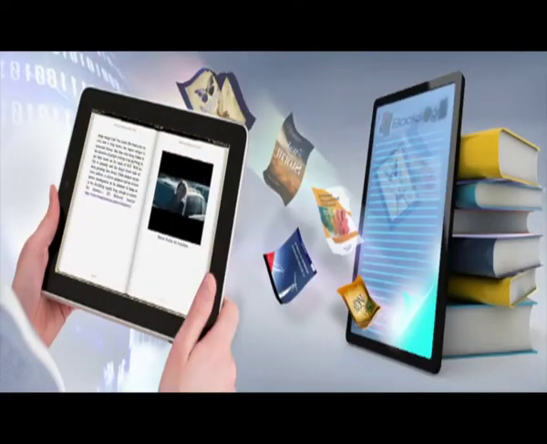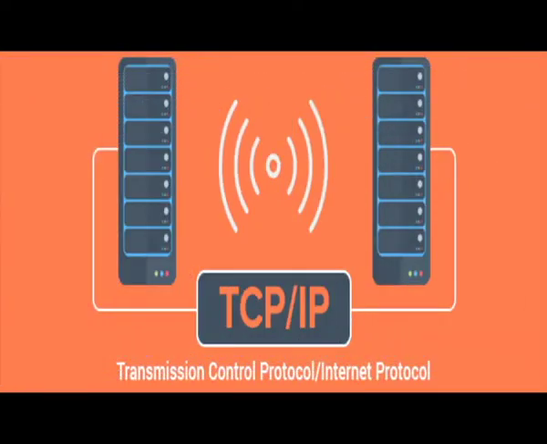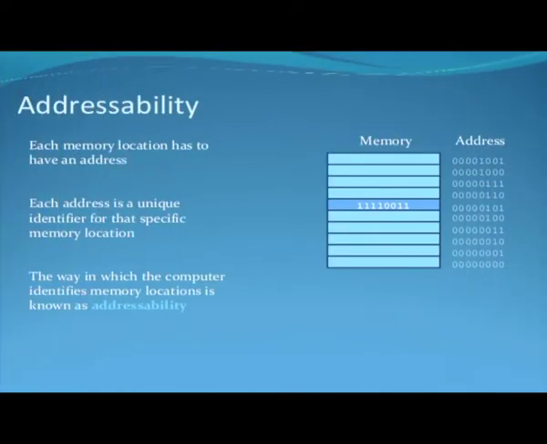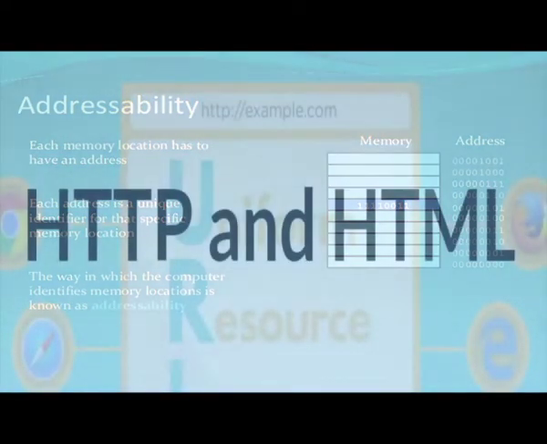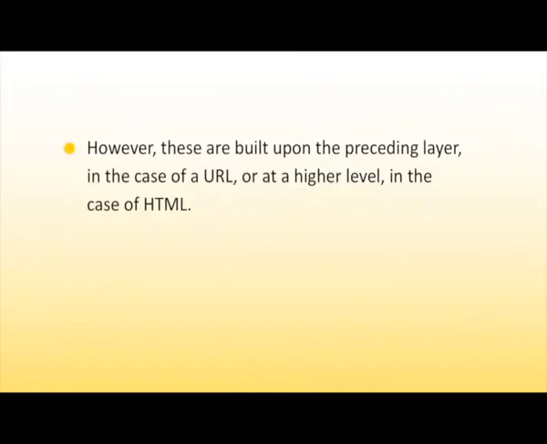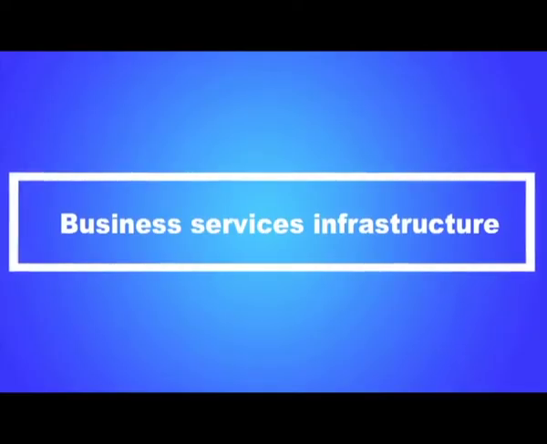The electronic publishing layer is concerned with some of the issues solved by TCP/IP for the internet part and of the NII layer. There is still a need to consider addressability, that is a URL, and have a common language across the network, that is HTTP and HTML. However, these are built upon the preceding layer in the case of a URL or at a higher level in the case of HTML.